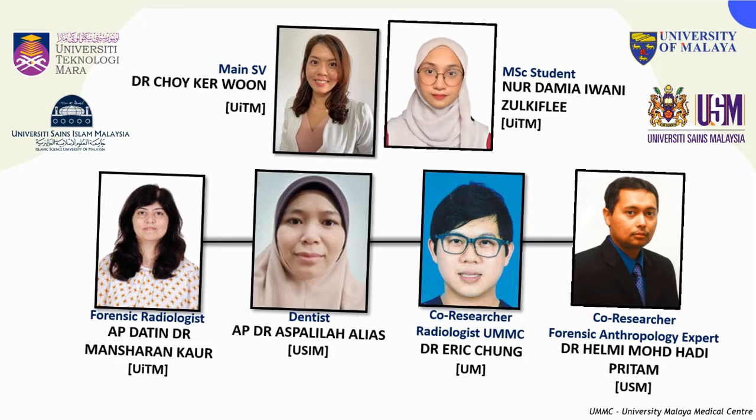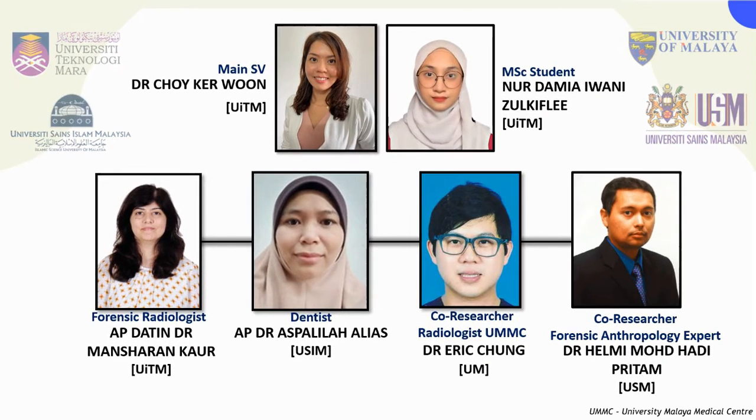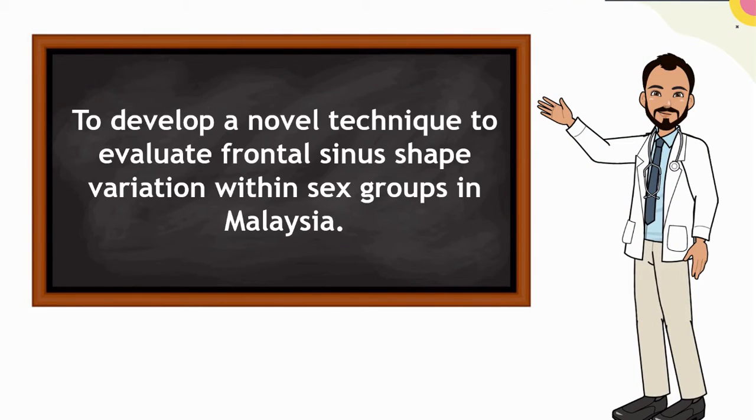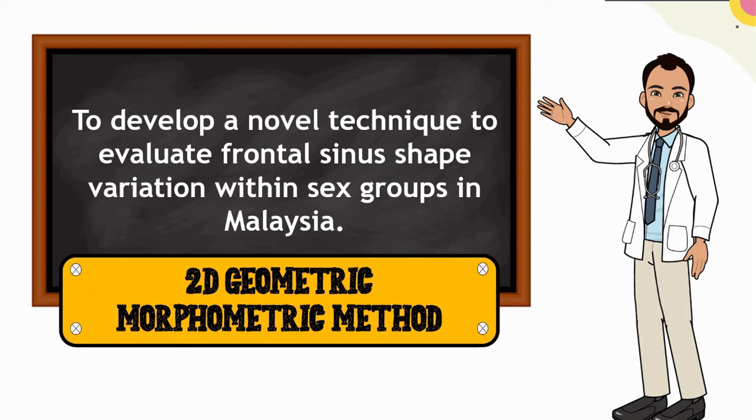A group of researchers from various universities such as UITM, USAM, and USM, decided to develop a novel technique to evaluate frontal sinus within sex groups among the Malaysian population. That technique is called 2D geometric morphometric.